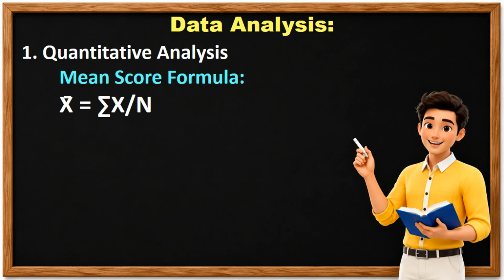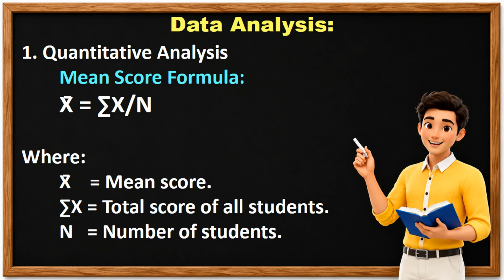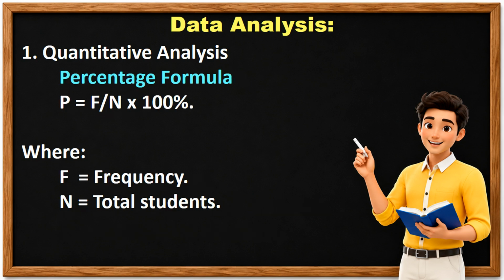Data analysis. Quantitative analysis. Mean score formula. X equals sigma x per n. Where X equals mean score. Sigma x equals total score of all students. N equals number of students. Percentage formula. P equals F per n times 100%. Where F equals frequency. N equals total students.